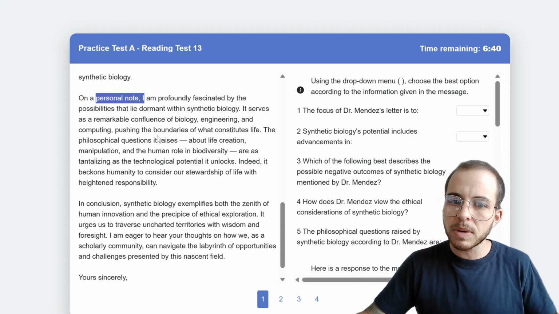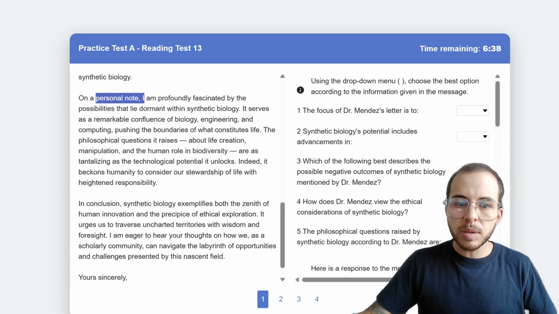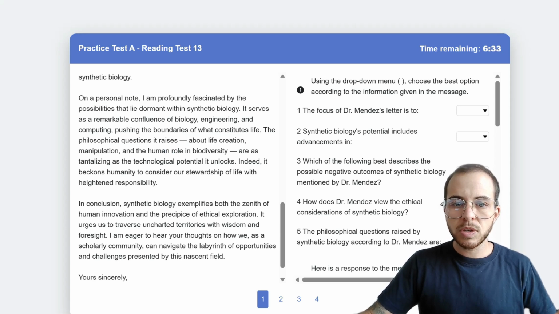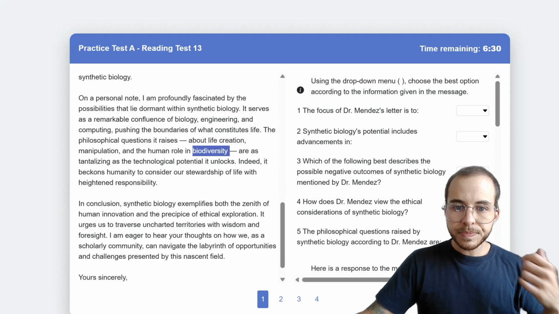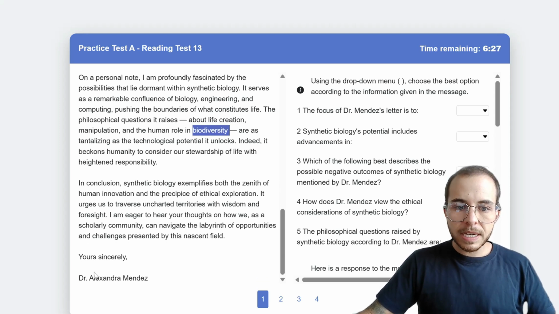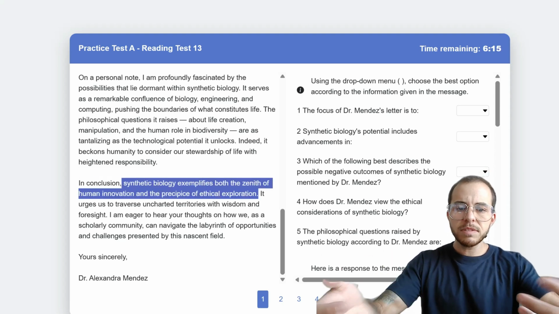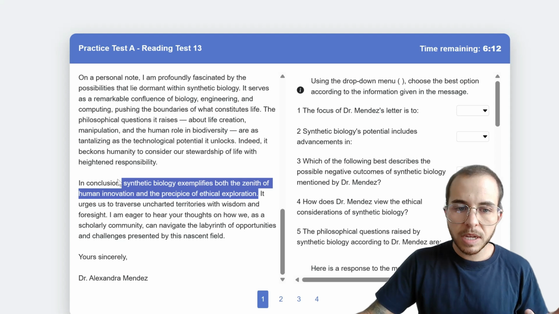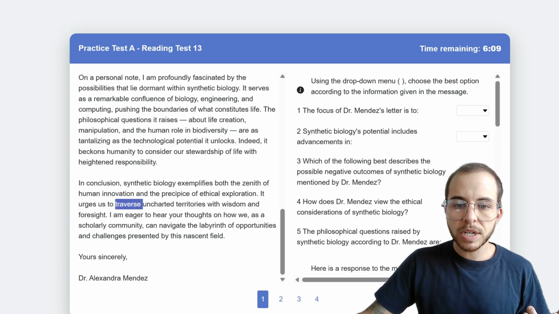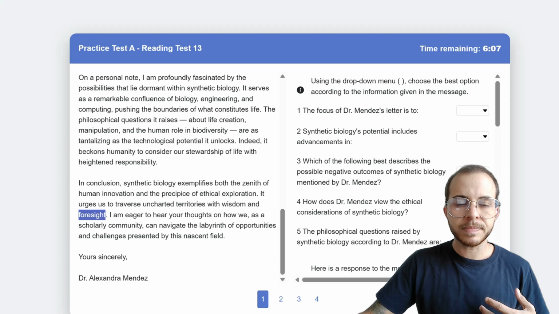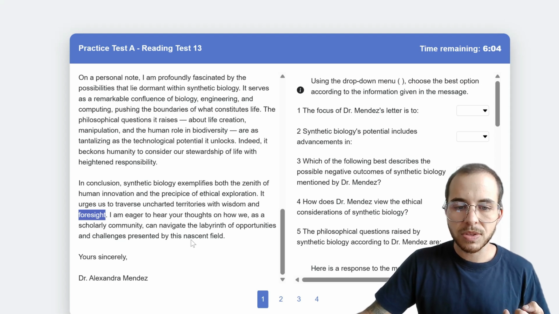He doesn't seem that angry. Engineering, computing, pushing boundaries of life. Philosophical question about the creation, manipulation of human role in biodiversity. Okay. Finally, it's a woman, Alexandra. Finally, in conclusion, synthetic biology as both the zenith of human innovation and ethical exploitation. Okay, this seems kind of positive. She's not angry. She's not mad. She's curious. "It urges us to traverse uncharted territories with wisdom and foresight." Yes, kind of like look into the future.